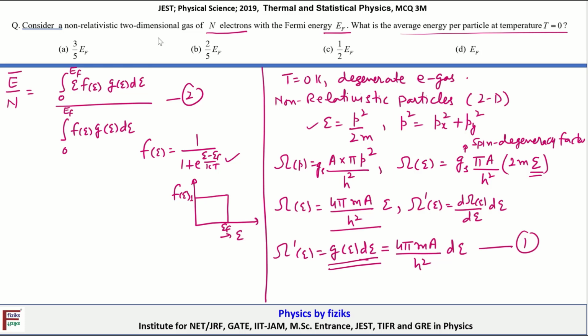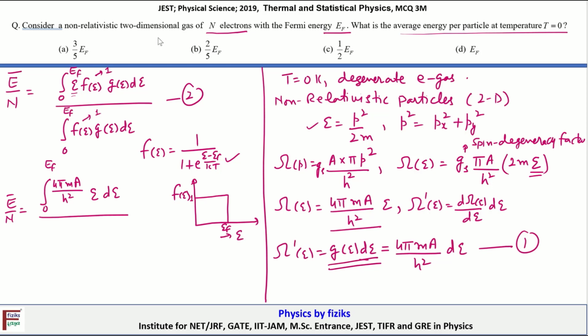When we substitute f(E) equal to 0 there, the integral will vanish. So we substitute f(E) equal to unity in both the numerator and the denominator. Now we substitute the value of G(E) dE from equation 1 into equation 2, so the average energy per particle turns out to be the integral from 0 to E_F of 4 pi m A upon h square, times E dE.